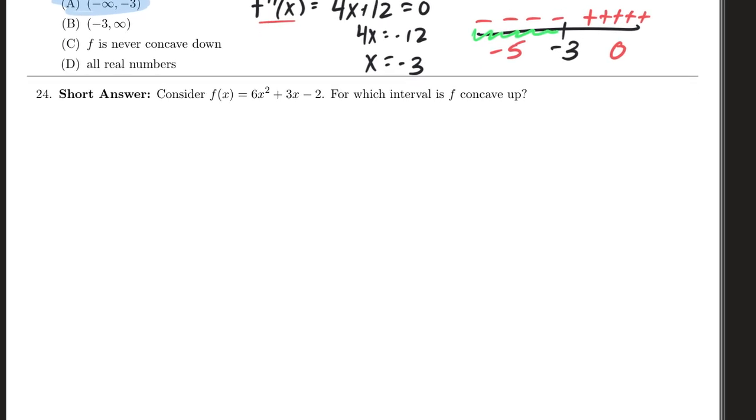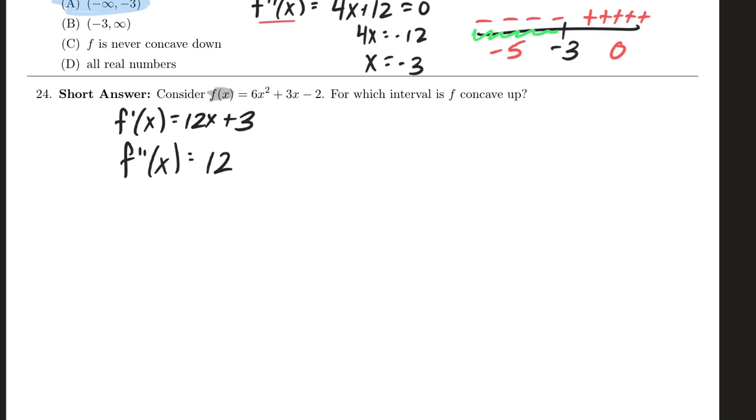And last one, same thing. They give us the original function in this case, so we have to take the derivative twice. Our second derivative is 12. 12 is never 0, but 12 is always positive. So when is our function concave up? It's concave up for the entire real line, because the second derivative is always positive.